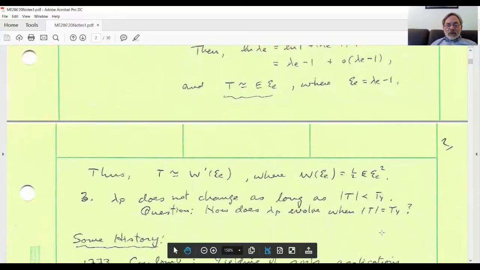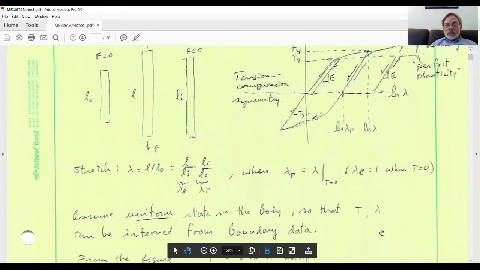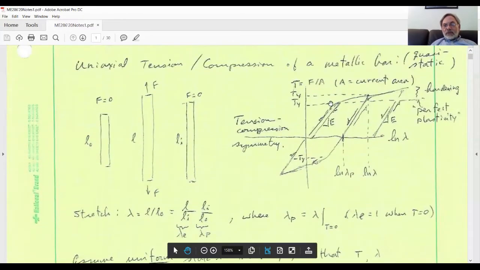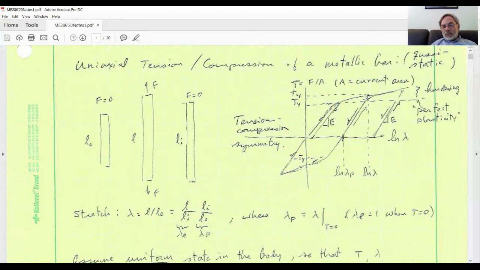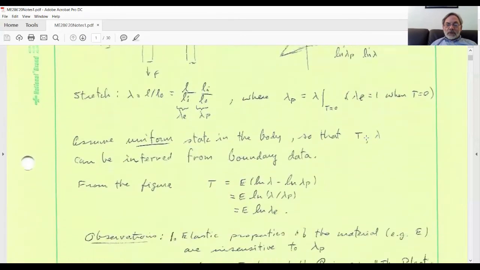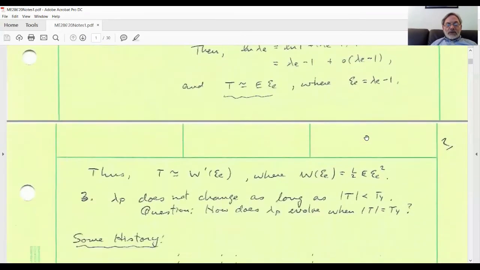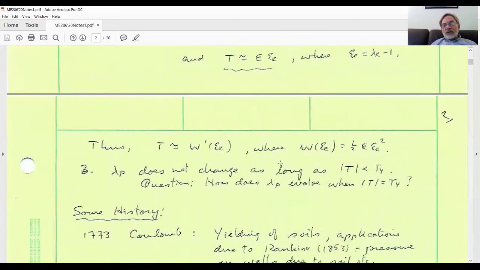Something else we can observe from the diagram here is that as long as the stress does not exceed the current value of the yield stress, or as long as the stress is below the current value of the yield stress in magnitude, this lambda_p does not change. Okay? It's only when you yield the material that the plastic stretch can evolve. Okay? So that's our third major observation. Lambda_p does not change as long as the absolute stress is less than the current value of the yield stress.